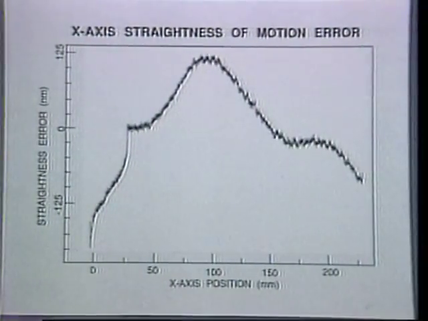Subtracting the second data file from the first data file and dividing the result by 2 will yield the straightness error in the carriage. However, before a meaningful plot can be obtained, the signal voltages must be converted to displacements and the slope in the data must be removed.